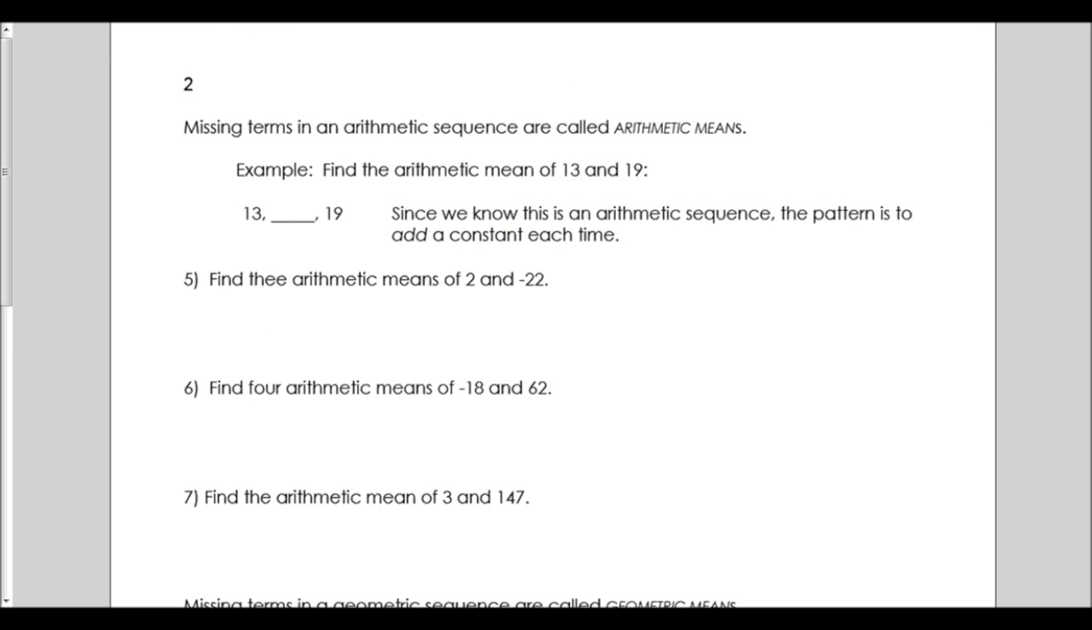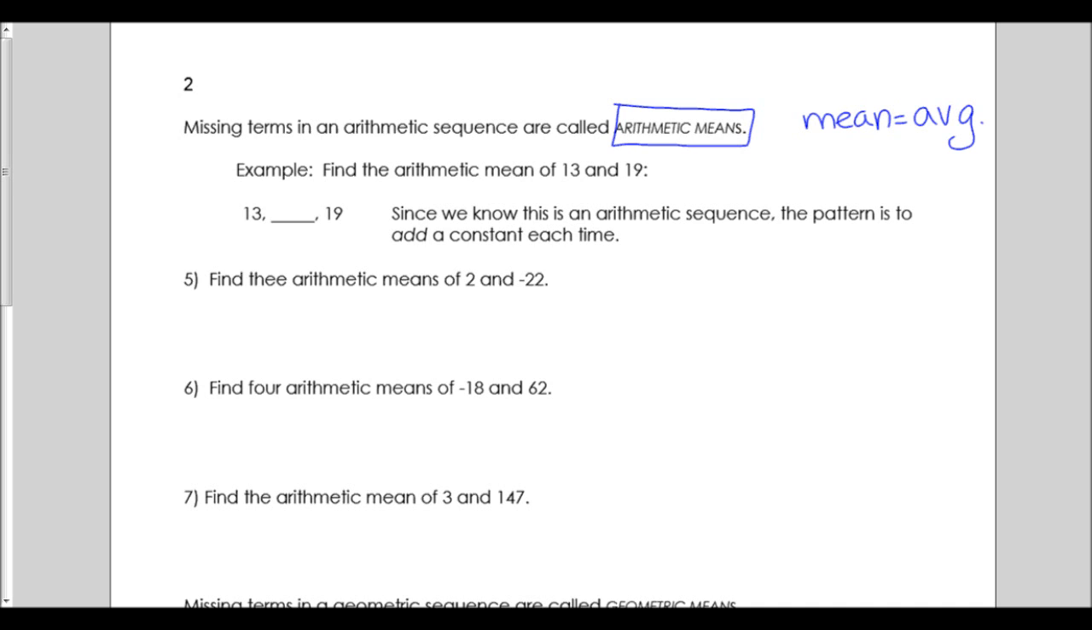All right, turning the page, we have a new type of definition. Missing terms in an arithmetic sequence are called arithmetic means. We should know that the mean is like the average, right? We know that word, mean means average. So we're looking for what comes in between. If they're arithmetic means, they have to find an arithmetic pattern.